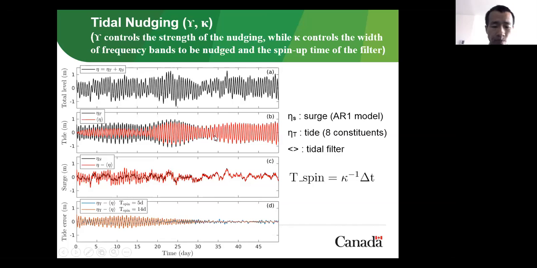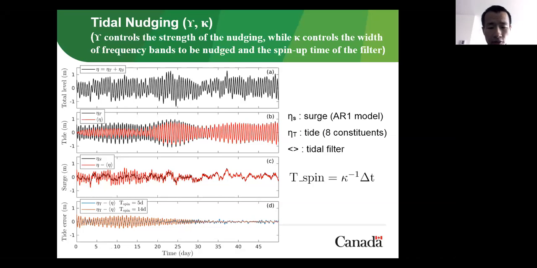And in panel B, we show the original tides and the filtered total water level by the tidal filter. And in this case, we use a spin-up time corresponding to about 14 days. And we can see that after about 2 T-spin time, that's about 30 days, the tides are very well recovered by the filter. And meanwhile, the surges, which is shown in panel C, come through almost unchanged. And this is important because this indicates that the filter will not suppress the surges in the deep water in the global application.